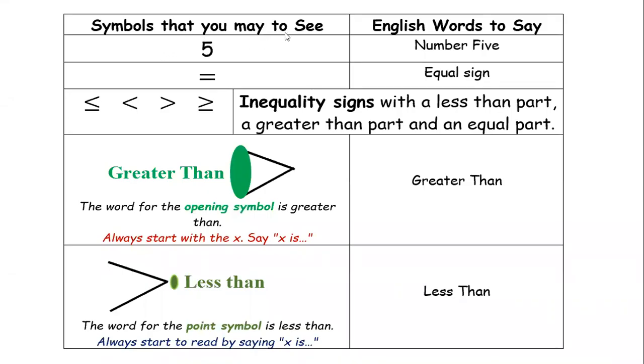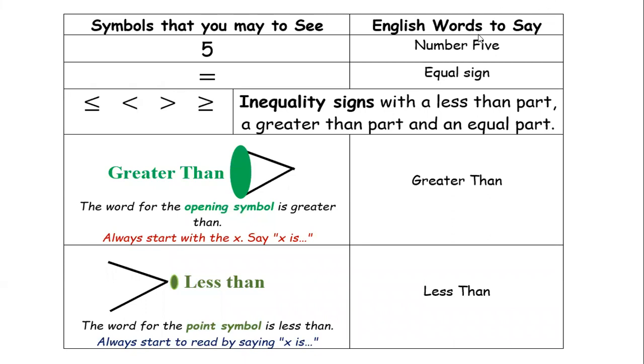Symbols that you may see. This symbol. When you see a symbol, you have to say a word, an English word. So when you see this symbol, you will say the number 5. So a symbol represents a word. That's why most mathematicians will tell you maths has a language characteristic about it, because this is the English language and you say the word number 5.